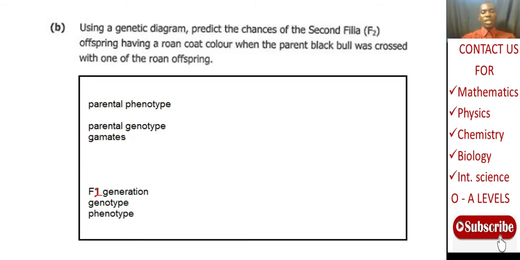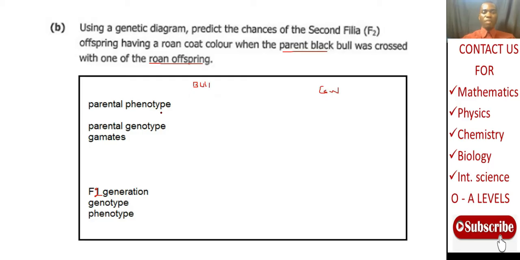Okay, so since here they are telling us that the parent black bull was crossed with one of the roan offspring, here you are just going to write on the phenotype. So as usual, you write the black bull. You can just say black, or you can just say bull, okay? Then here, on the cow, you just write cow. Since a cow is a female, a bull is a male, so you write bull.